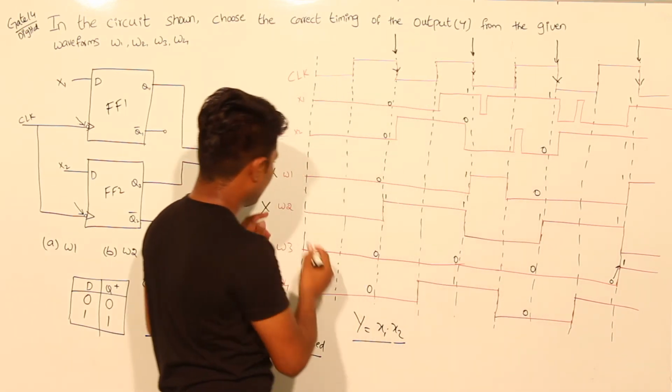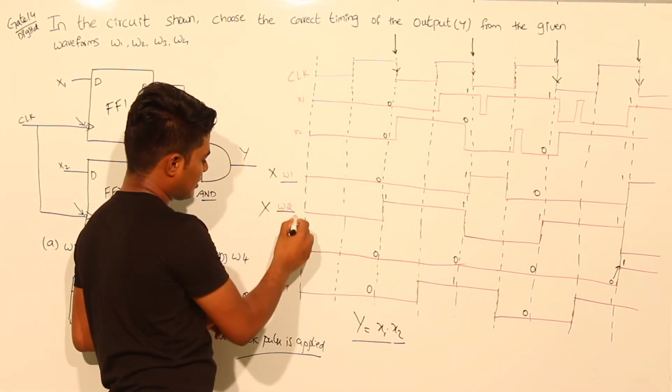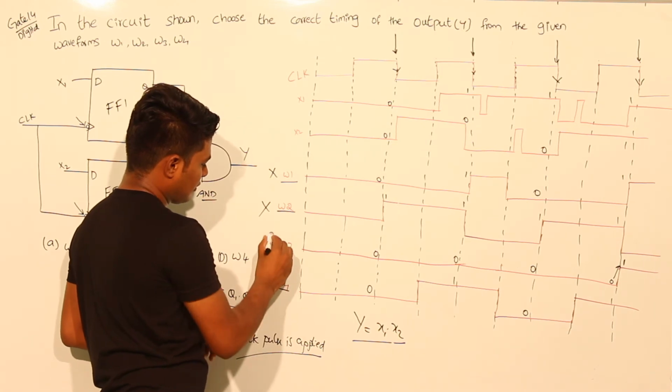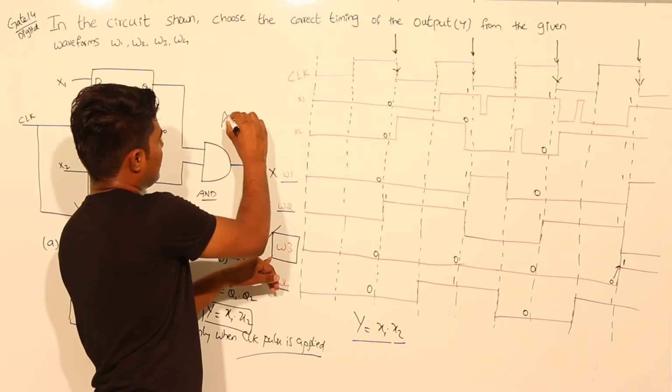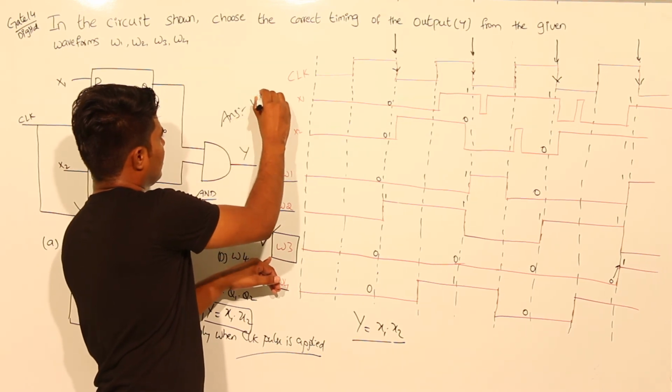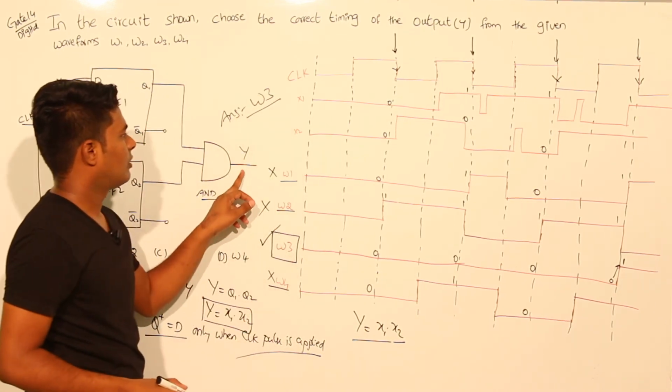So W1 is not the answer, W2 is not the answer, W4 is not the answer. We can clearly say that W3 is the answer. The answer is W3, which is the output waveform of the AND gate Y.